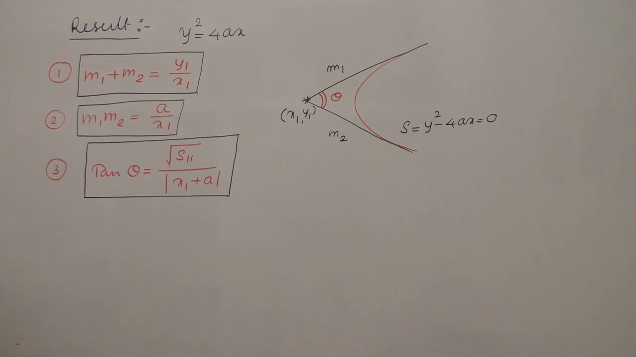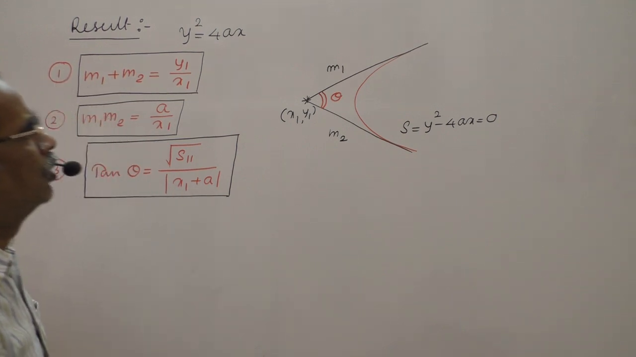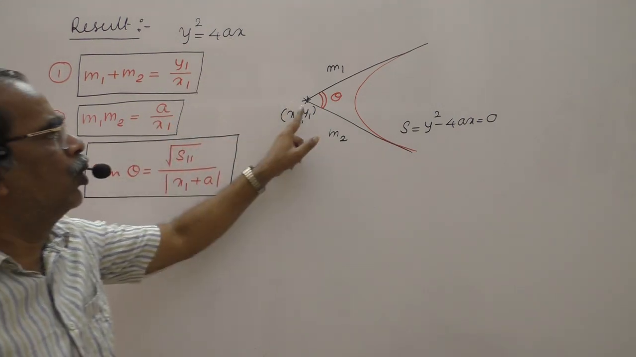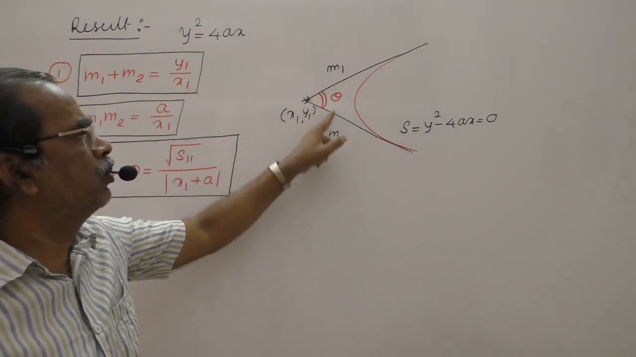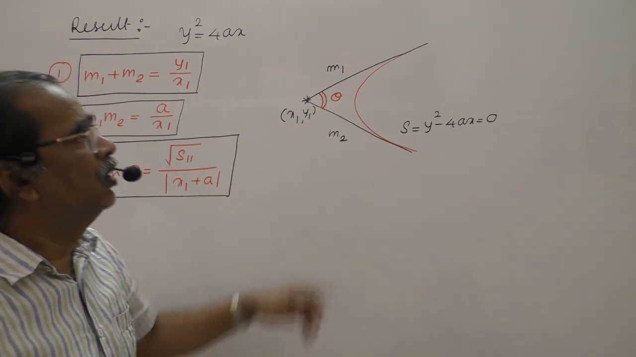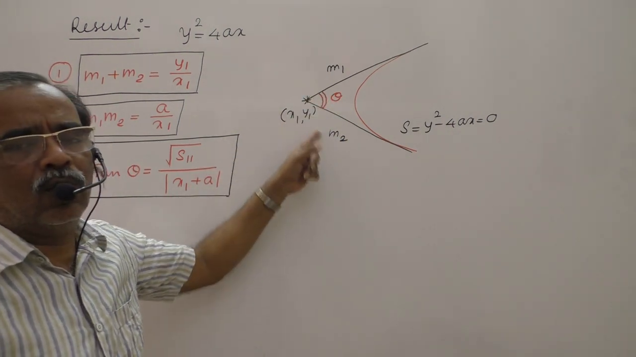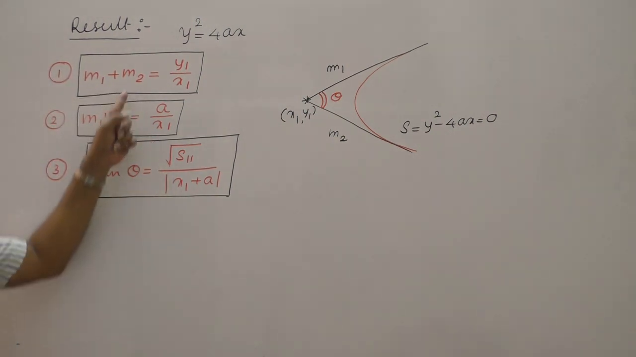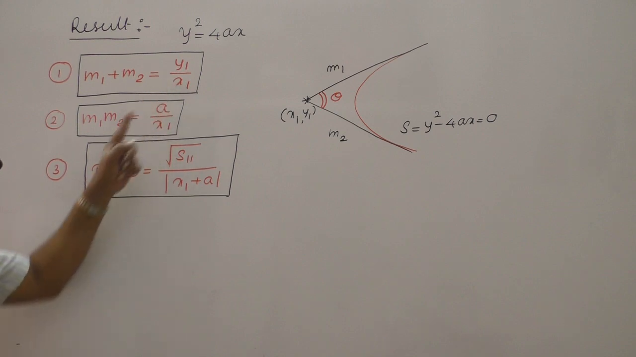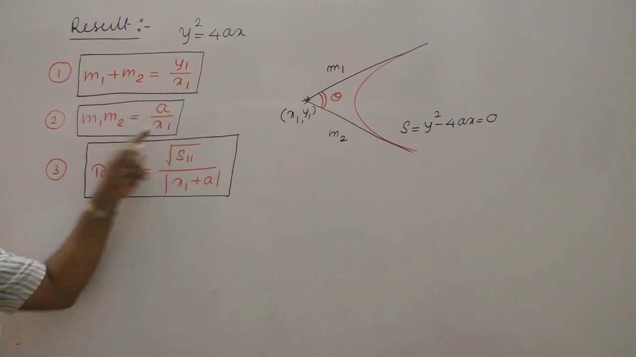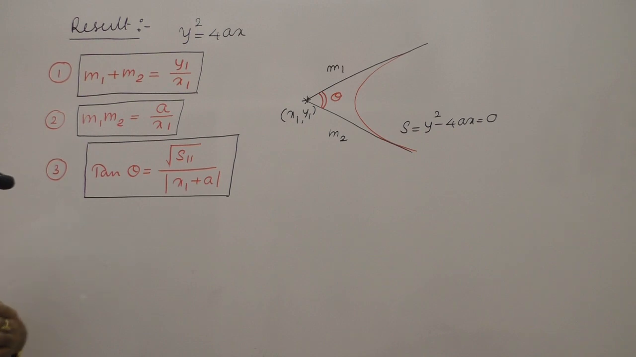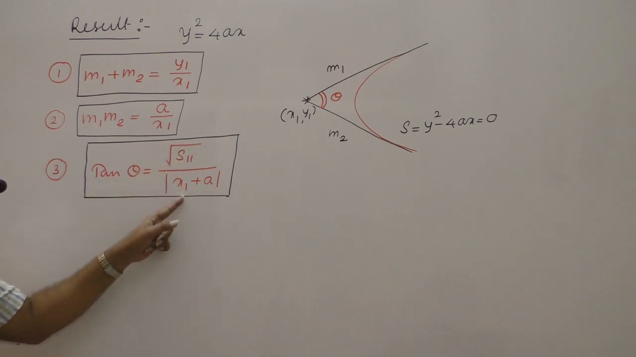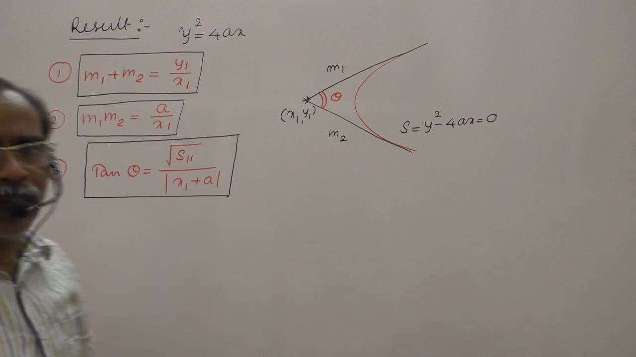Angle between the tangents. For a parabola y square equal to 4ax, from an external point we can draw two tangents. They will have two different slopes, say m1 and m2. The relation between m1 and m2: their sum is y1 by x1, and the product is a by x1. If theta is the angle between them, then tan theta equals root over s11 by mod of x1 plus a.